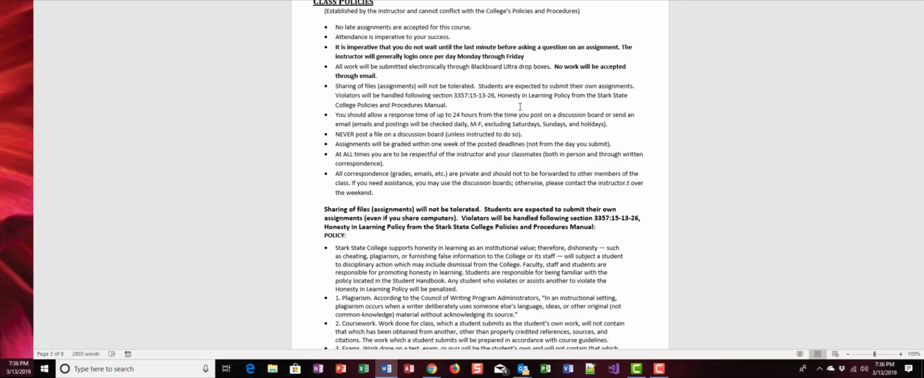Never post a file on the discussion board unless I tell you to do so. Assignments will be graded within 1 week of the posted deadline. At all times, you are to be respectful of the instructor and of your classmates, both in class and through your written correspondence, discussion, emails, etc. All correspondence is private and should not be forwarded to other members of the class. If you need assistance, you may use discussion boards. Otherwise, please contact the instructor.